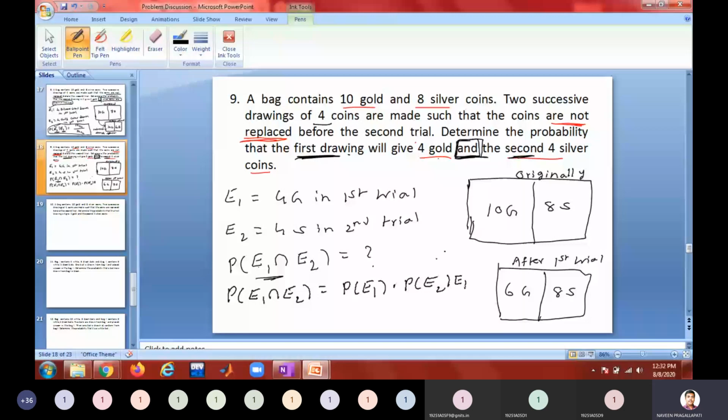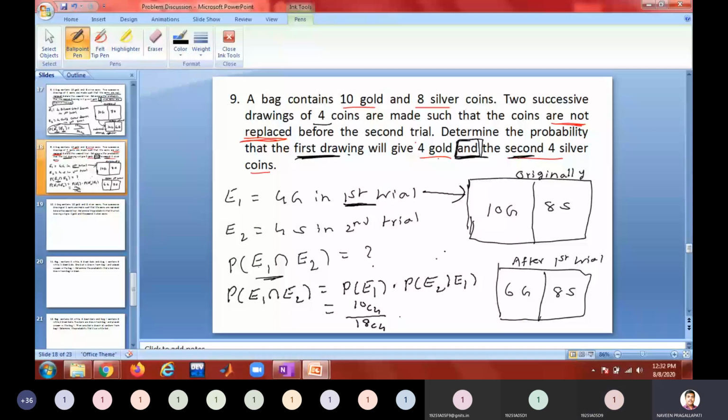Am I right? So what is the value for P of E1? What is the probability of E1? For E1, where I have to search? E1 is in the first trial. For the first trial, I have to look at the original sample space. In the original sample space, what is the probability of E1? E1 is drawing 4 gold. In how many ways can I draw 4 gold? 10C4 by 18C4.